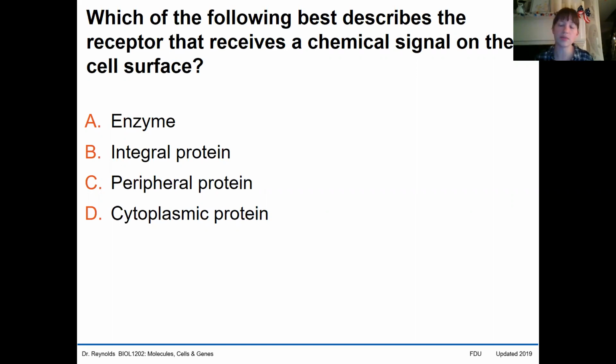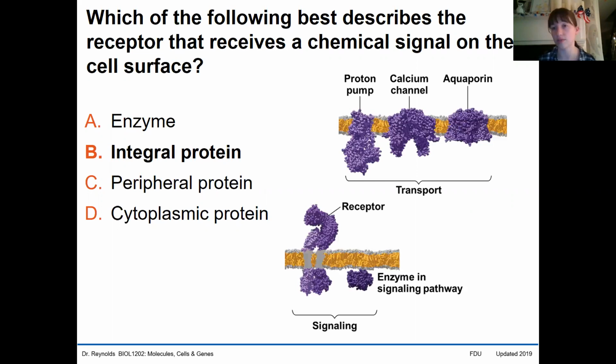Well, in order to be able to communicate what's happening on the outside to the inside of the cell, you actually need to be integrated into the membrane. So we would call this an integral, or sometimes known as transmembrane protein.